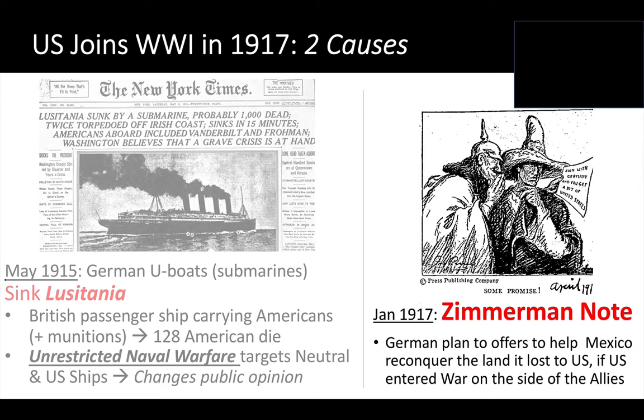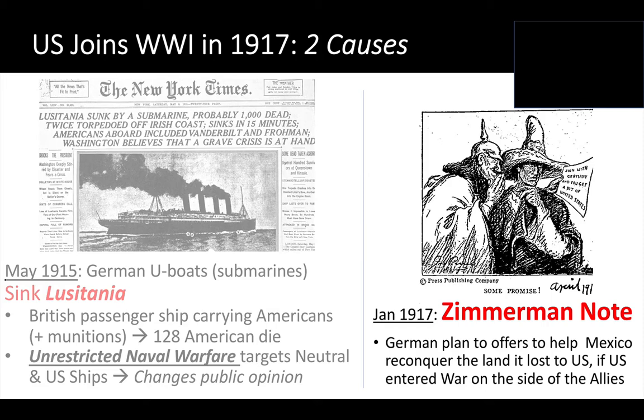Because the Germans figure if the United States is focused on a fight with Mexico, they won't get involved in a fight in Europe. So that's the idea. A fight with Mexico would keep the United States focused on its own problems and would keep the United States out of the war in Europe. So that is Germany's goal.